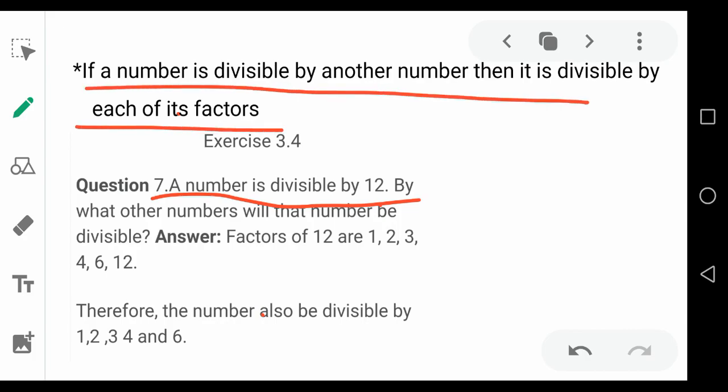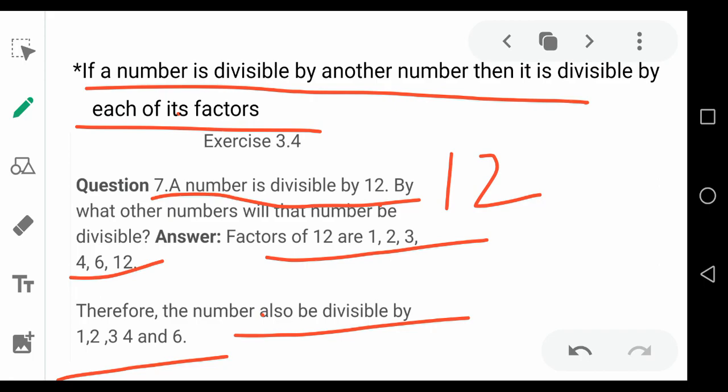So here we have the rule. What is the rule? If a number is divisible by another number, then it is divisible by each of its factors. So what should we do? We have to find the factors of 12. So what are the factors of 12? 1, 2, 3, 4, 6 and 12. Therefore, the number is also divisible by these numbers. Understood? So, this is what it is. Common factors, common multiples, coprime numbers. Okay. Thank you.